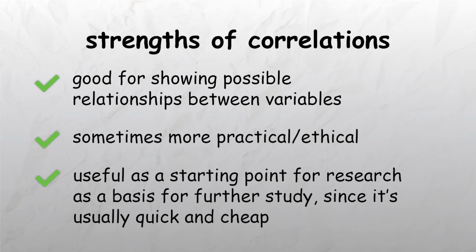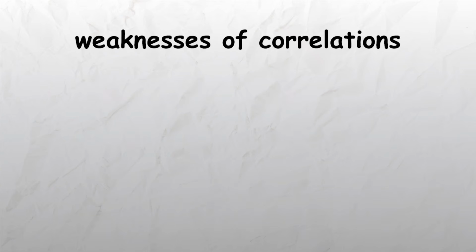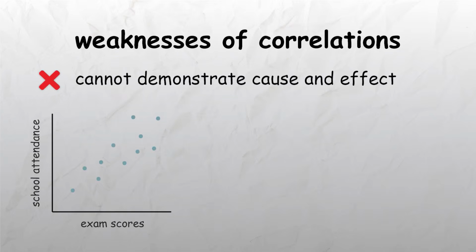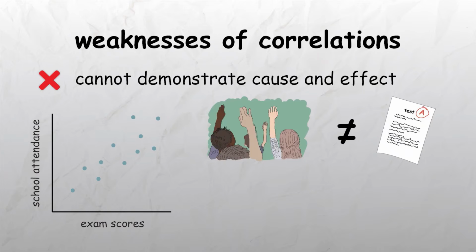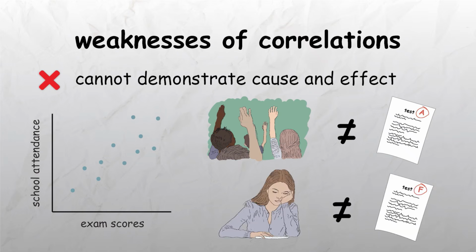However, it is important to remember that a correlational analysis cannot demonstrate a cause and effect relationship between variables. For example, if we found a positive correlation between exam scores and attendance rates at school, we can't conclude that high attendance causes high achievement, or that low attendance leads to low achievement. It is possible that low achievement is leading to low attendance, or that low attendance is leading to low achievement, or that another variable, for example illness, is causing both low achievement and low attendance at school.